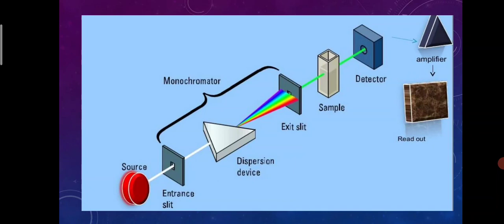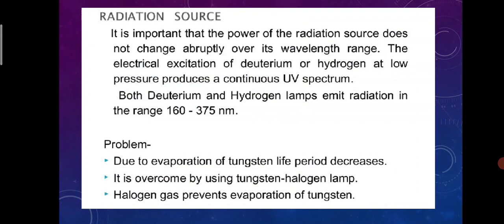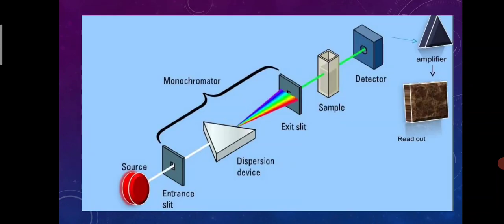After that the changes are recorded by using the detectors. The detector's output is an electrical signal, and that electrical signal is very small. So this signal is amplified by using the amplifier. After that the amplified value is recorded by using the readout devices. This is the working principle of the spectrometer.